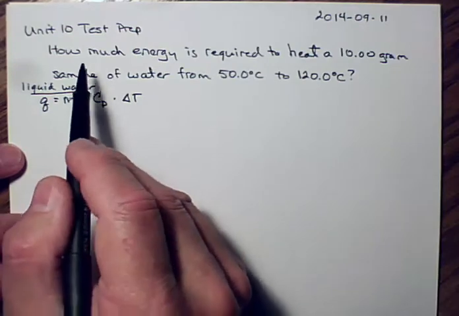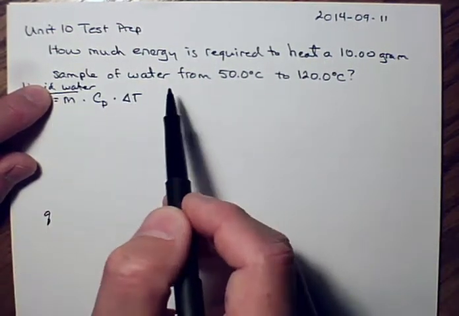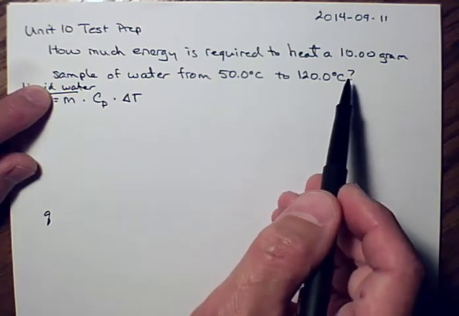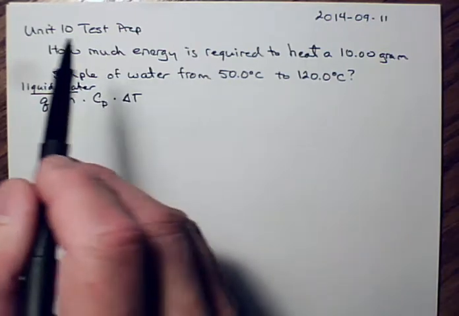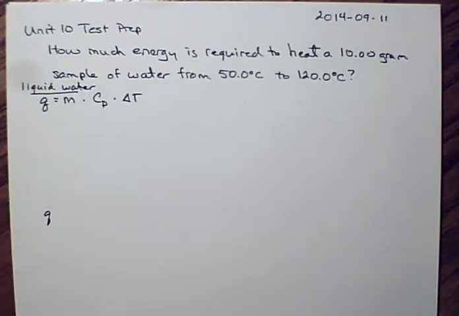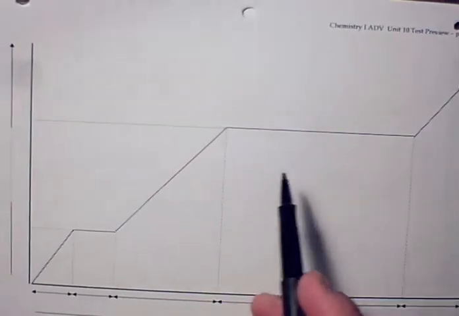All right, so look, here's the question. How much energy is required to heat a 10-gram sample of water from 50 degrees C to 120 degrees C? Okay? There are three equations involved here, and the answers to all three of those equations have to be added together. We're starting at 50 degrees C, and 50 degrees C on the heating curve for water is in this range right here.